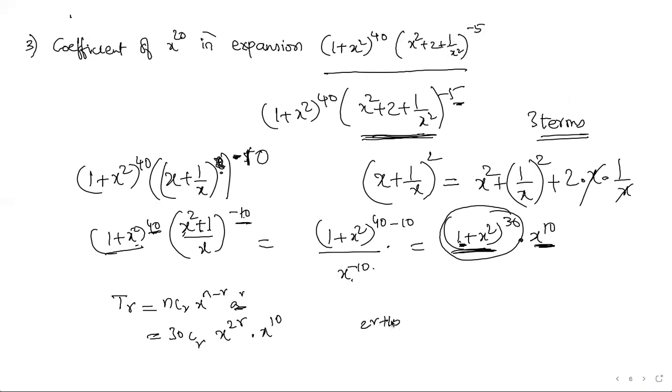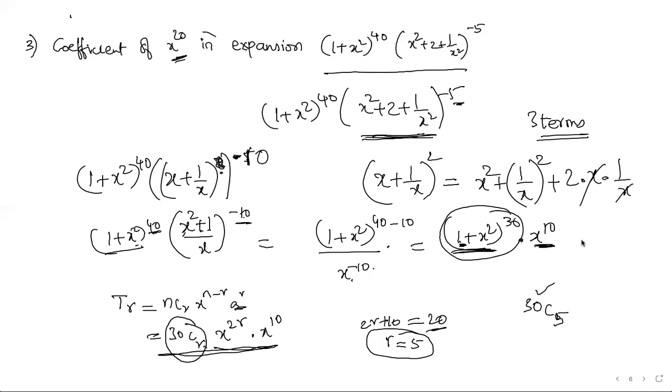So 2r plus 10 equals 20. We need to equate this to 20 because we need to find the coefficient of x power 20. So the power of x in this term should be equated to 20. So r equals 10 by 2, that is 5. So the answer is 30C5, because we got the value of r as 5 and the coefficient is 30Cr. So the answer is 30C5. I didn't write the options for this question here, but in the question 30C5 is not given as an answer.